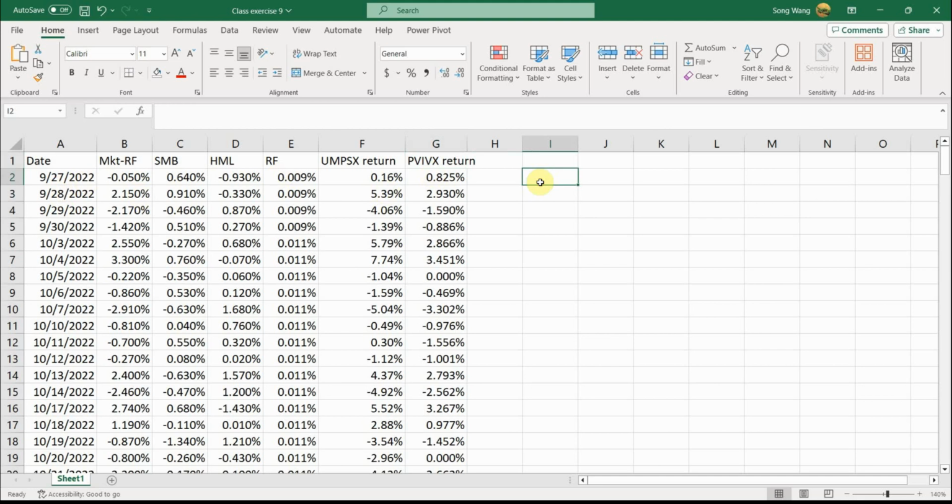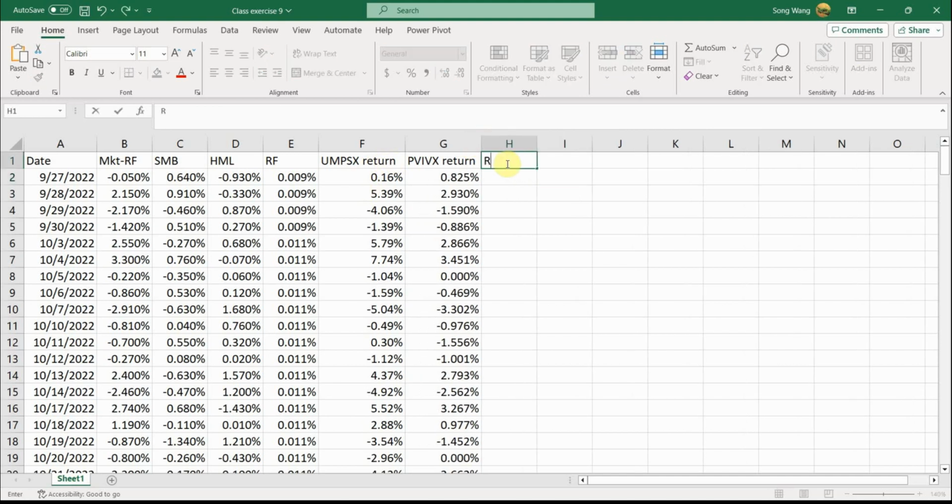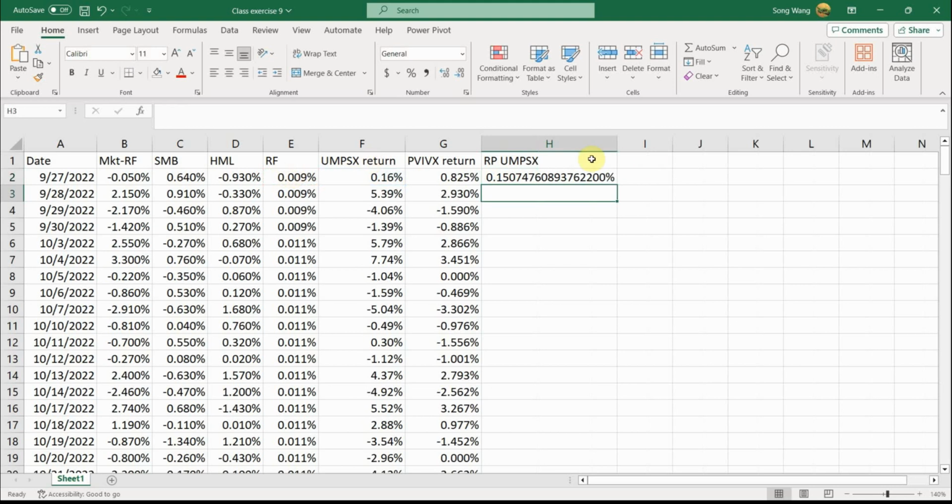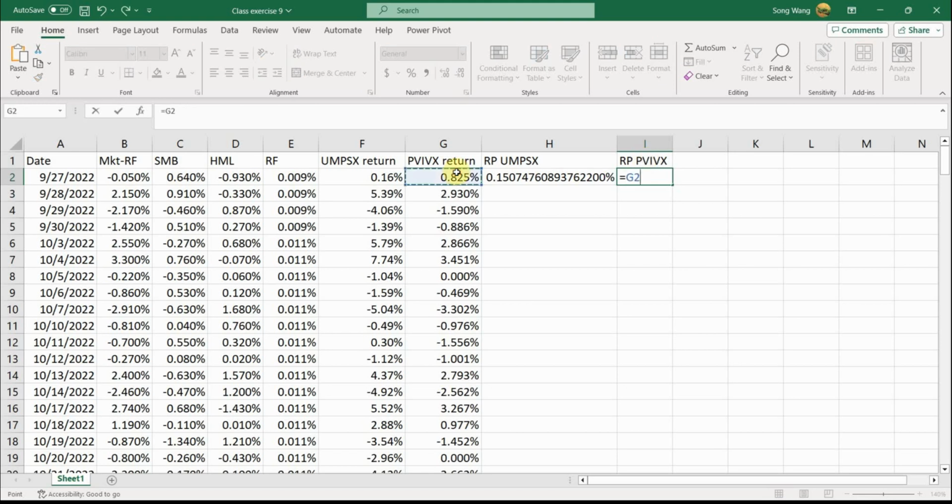And what you're going to do is fairly simple. You just run a regression for each mutual fund. The thing is you need to get the risk premium first. I use RP to stand for risk premium. For the first one, I will use its return minus the risk-free rate. Nice and easy. And for the second one, the risk premium of PVIVX, I will use its return minus the risk-free rate.